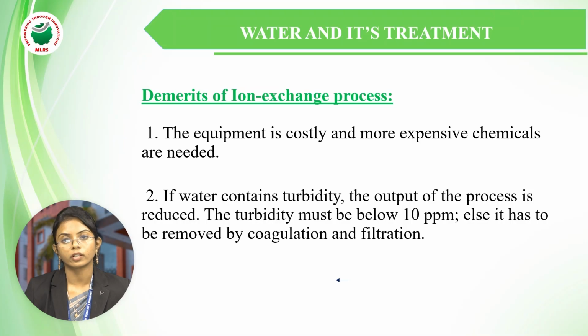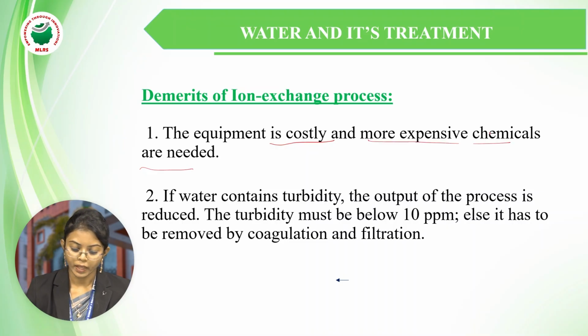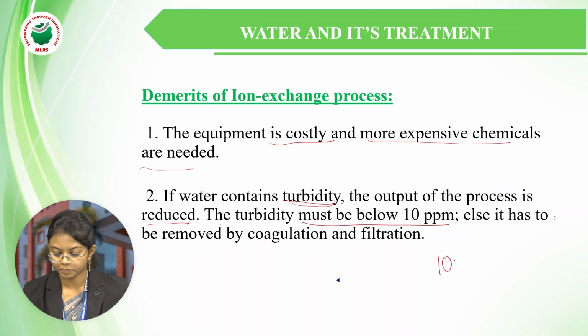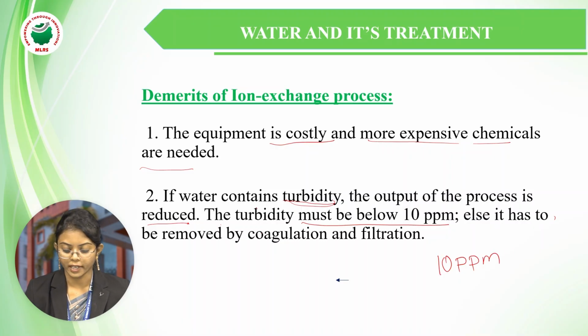Coming to the demerits of the ion exchange process, the equipment is very costly. More expensive chemicals are needed for this process. If water has turbidity, then the output of the process will be reduced. So if we want a good output from the process, the turbidity should be very low. The turbidity must be below 10 ppm, else it has to be removed by coagulation and filtration.